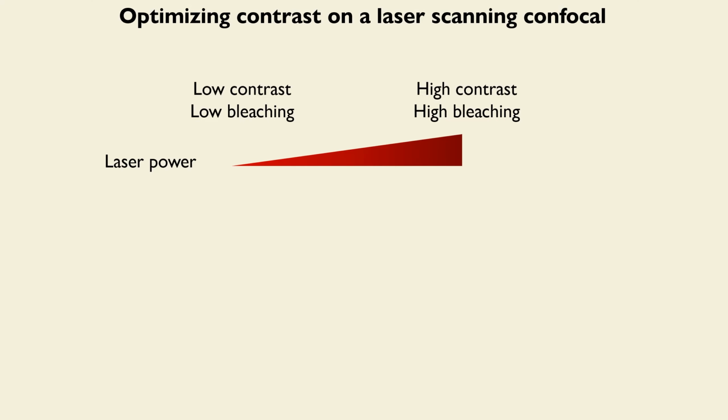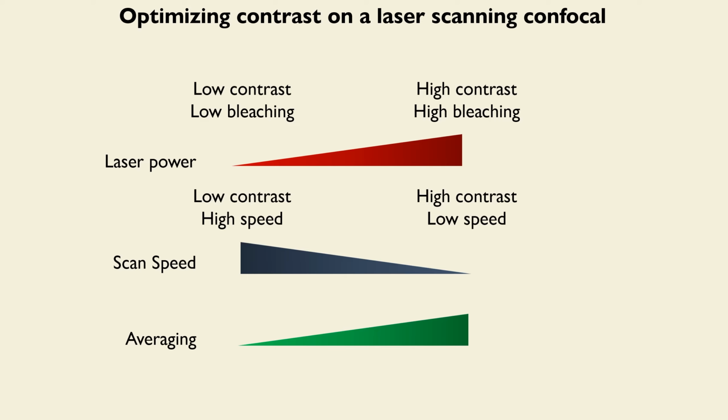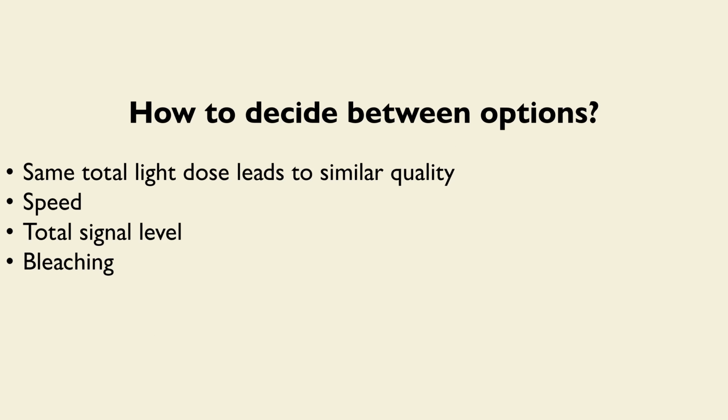So if we look at scan speed and averaging, for scan speed, we can elect to have a low contrast image but high speed, or a high contrast image with low speed. And for averaging, if we do very little averaging, we will also have low contrast but a higher speed, or higher contrast with a lower speed. So we have all these options. How do we decide between them? A few general rules of thumb are useful.